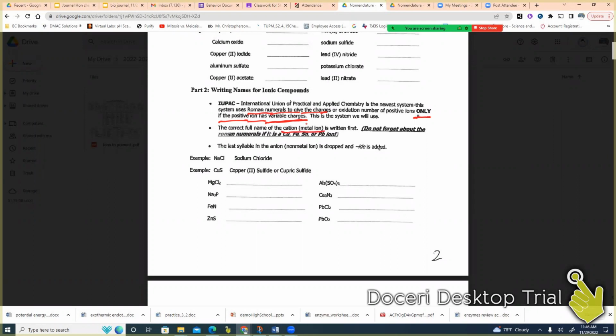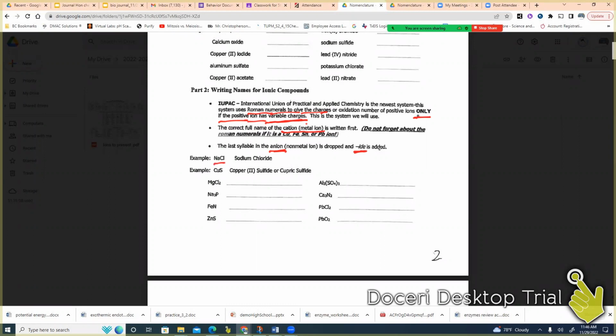Don't change anything on the name. Do not forget about our Roman numerals. Those become part of the name. If our anion is just a single ion, then we will change it to -ide. And once again, at the top, those are already done. If it's a polyatomic ion, all of those at the bottom, we do not change those endings.